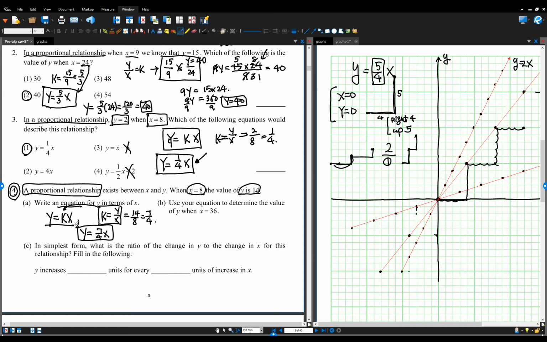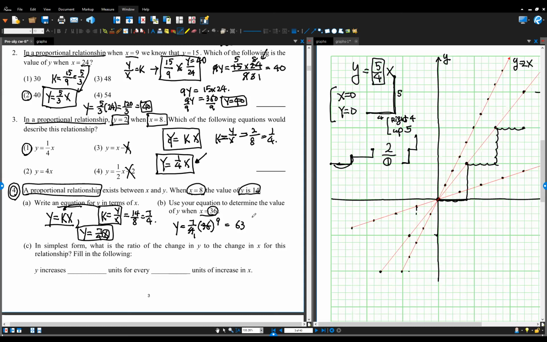Okay, using the equation, we can find Y for any value of X, right? When X is 36, what is Y? Put this number into the X. Over here, X equals 36. How much is that? Before you multiply, you better simplify. 36 divided by 4 is what? 9. 36/4 is 9. Now, 7 times 9 is how much? 63 is the value of Y. So when X equals 36, the value of Y is 63.